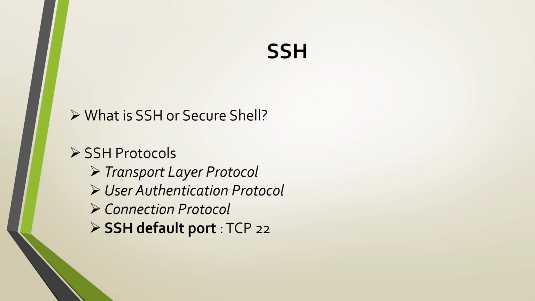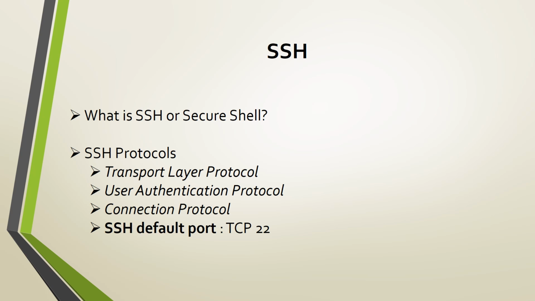SSH is organized as three protocols that typically run on TCP. We have the Transport Layer Protocol, which provides server authentication, data confidentiality, and data integrity with forward secrecy. The transport layer can also provide compression as an option if you want.